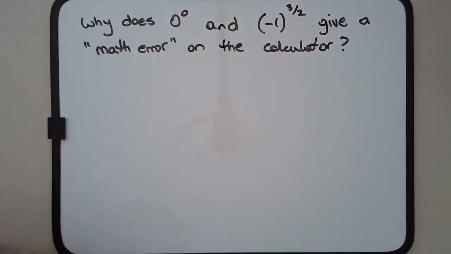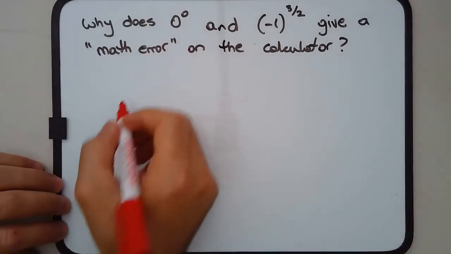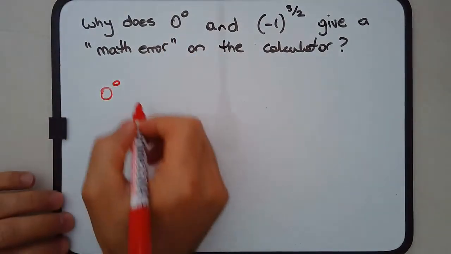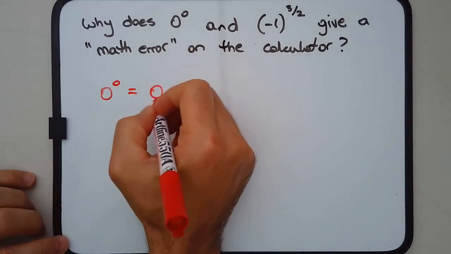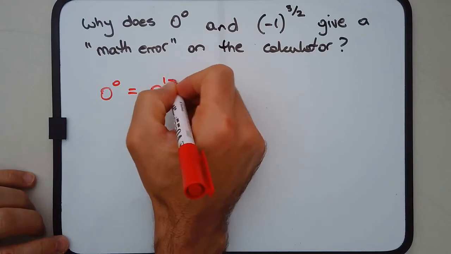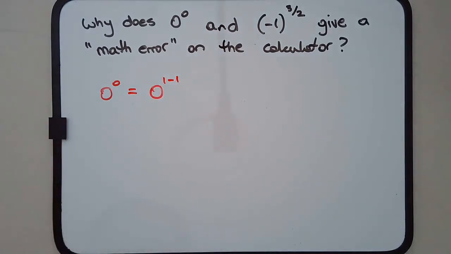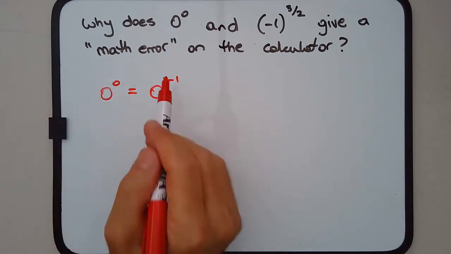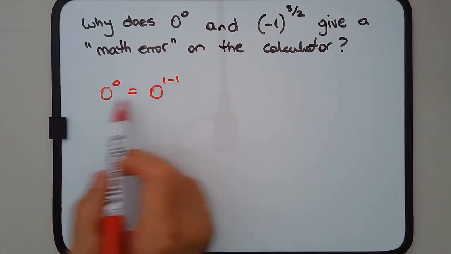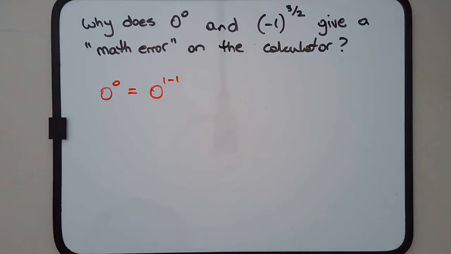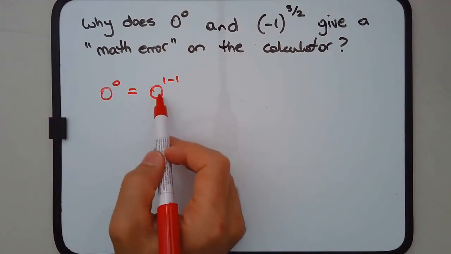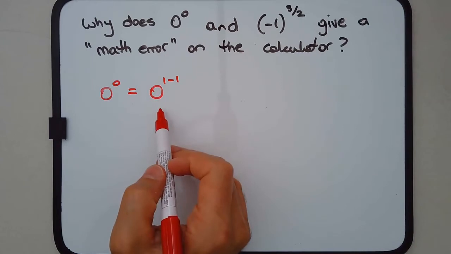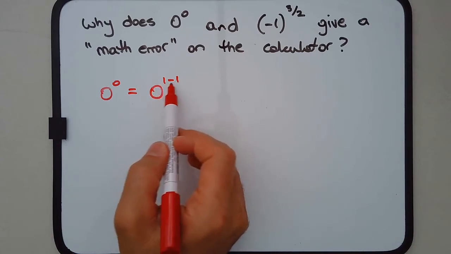Let's have a look at 0 to the power of 0 and see why it doesn't work. So 0 to the power of 0, would you agree, is really, and I'm going to invent a number here, just the same as 0 to the power of 1 minus 1. After all, 1 minus 1 is 0. I haven't changed anything here, have I? Now recall law number 2. When you divide two terms with the same base, and this is the base of 0, you subtract the indices.